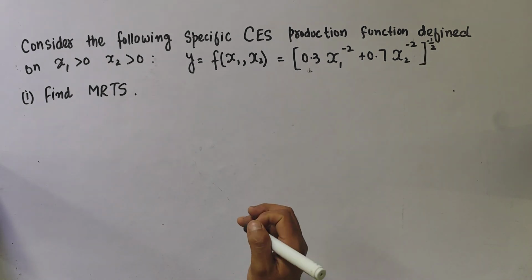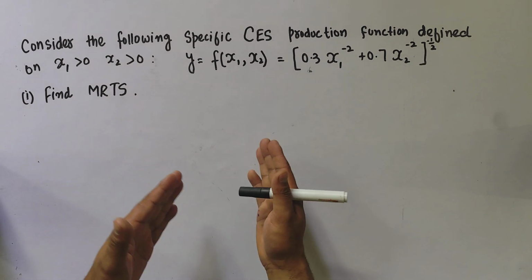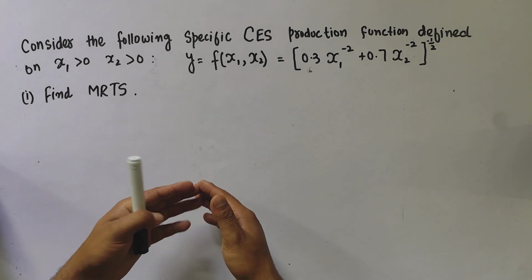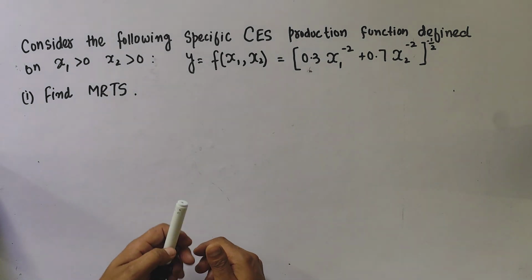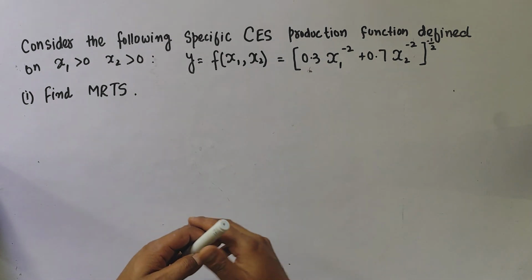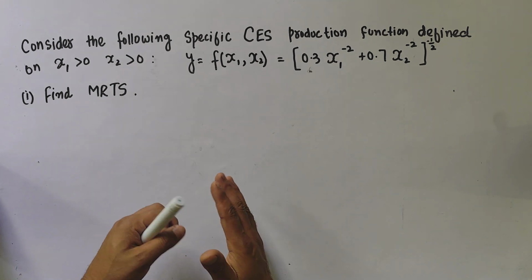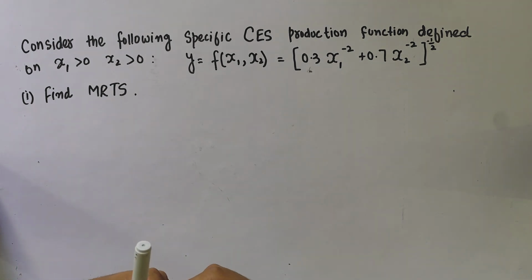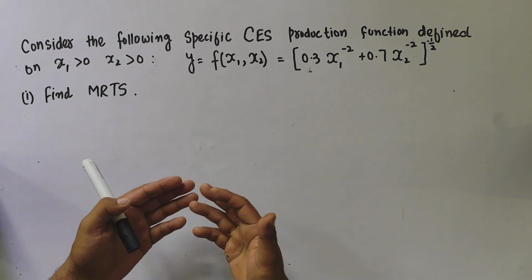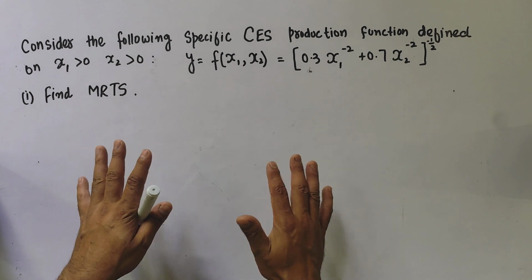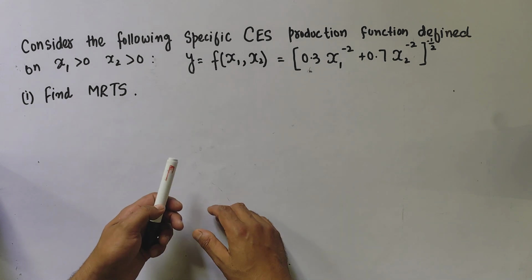I will not go into details of what is meant by a CES production function here. I will just show how to find the marginal rate of technical substitution. For the theoretical part, you can comment and I can define the CES production function for you. Now, how to find the marginal rate of technical substitution? It is the rate at which a firm can substitute one input for another while keeping the total level of output exactly the same.